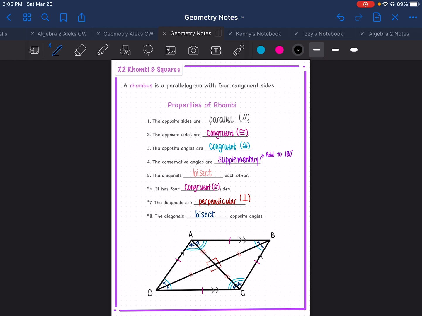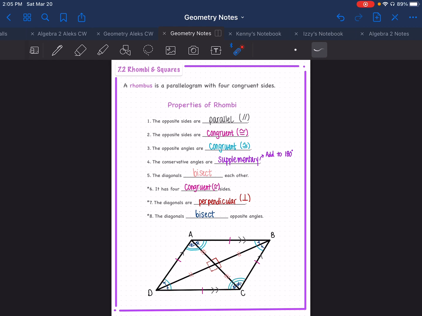The opposite sides are parallel. The opposite sides are congruent. The opposite angles are congruent. The consecutive angles are supplementary. That means that angle D and angle A add up to 180. So do angle A and angle B, and so do angle B and angle C, and the last pair of consecutives would be angle C and angle D.